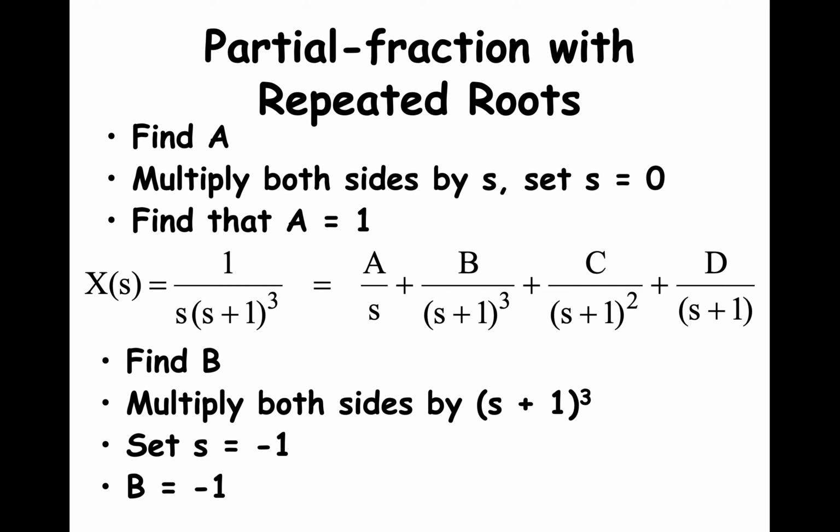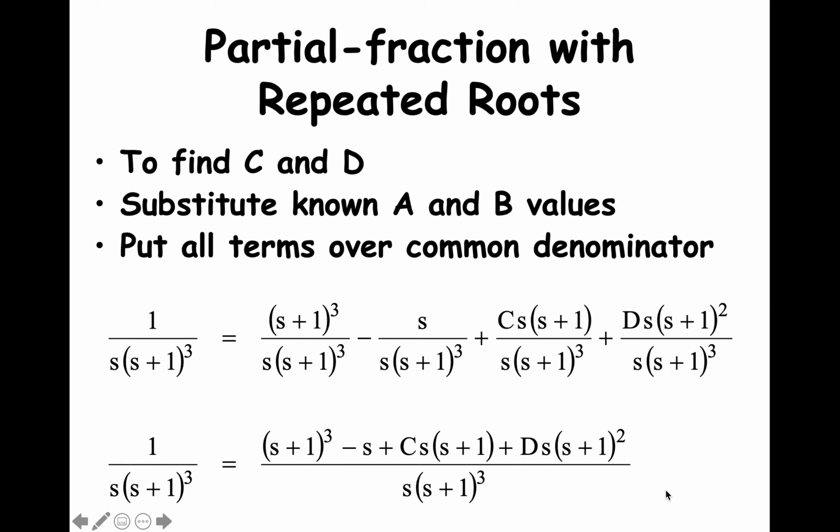To find a, we do what we have done before, following the procedure on page 6-5 of the course packet. We multiply both sides by s, simplify, and then set s equals 0, and solve the expression for a. We will find that a equals 1. To find b, we multiply both sides of the expression by (s plus 1) cubed, simplify, and then set s equals minus 1. After solving for b, we find that b equals minus 1. Now we know a and b. Next, we need to find c and d.